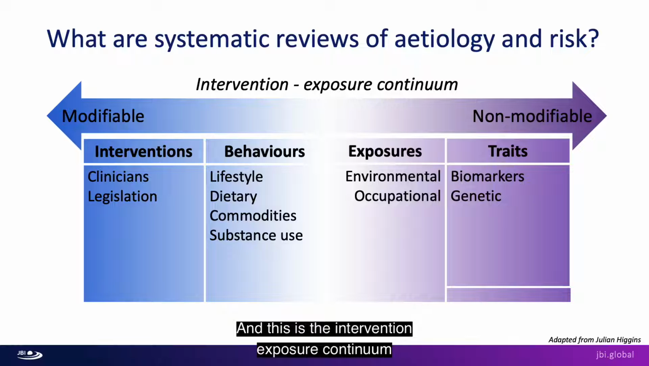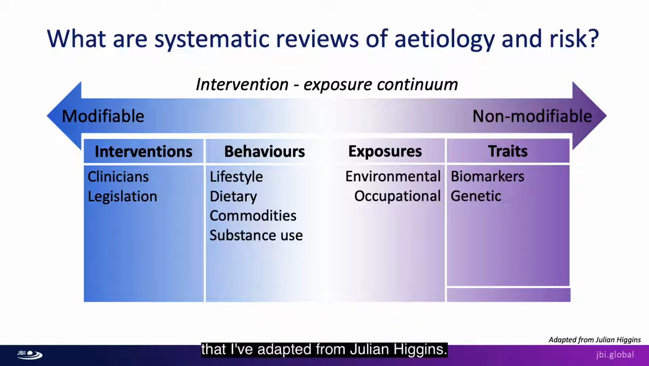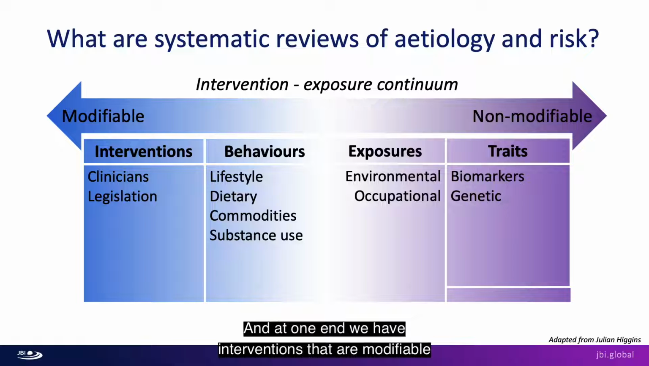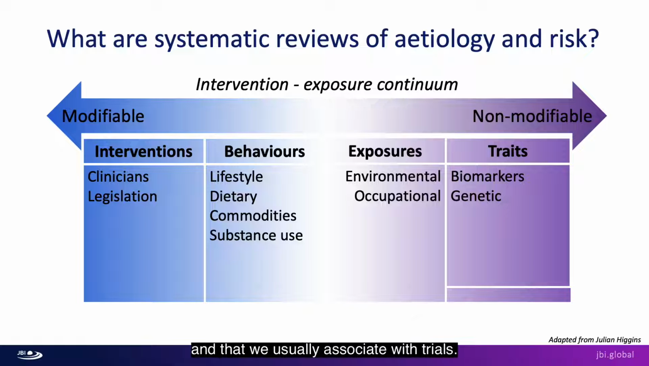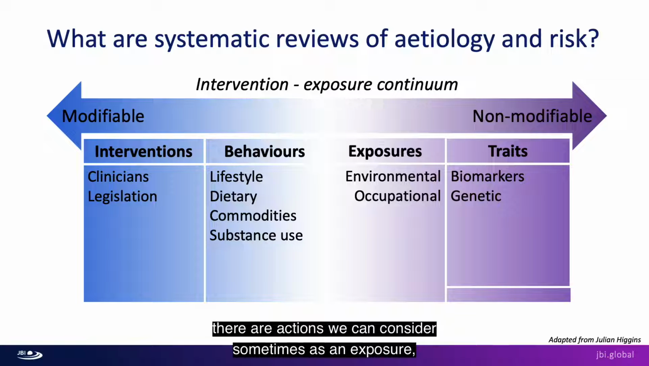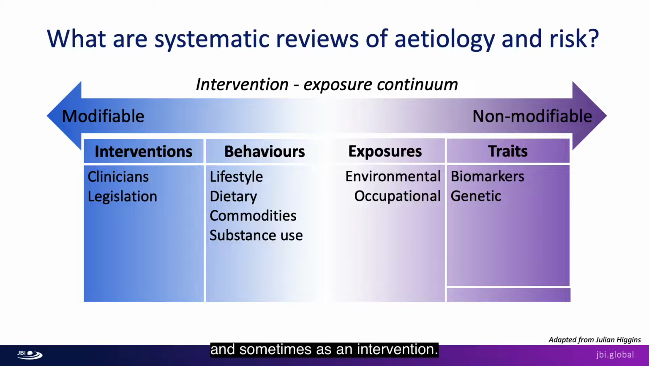And this is the intervention exposure continuum that I've adapted from Julian Higgins. And at one end, we have interventions that are modifiable and that we usually associate with trials. And at the other end, we have traits that are generally non-modifiable. And between these two parameters, there are actions we can consider, sometimes as an exposure and sometimes as an intervention.